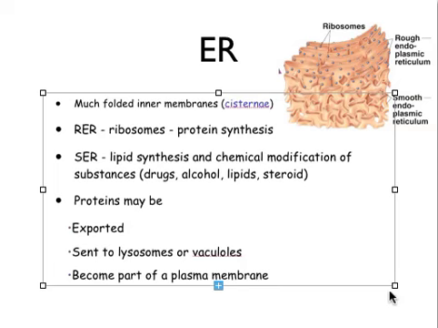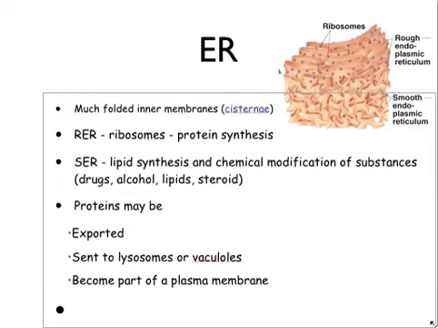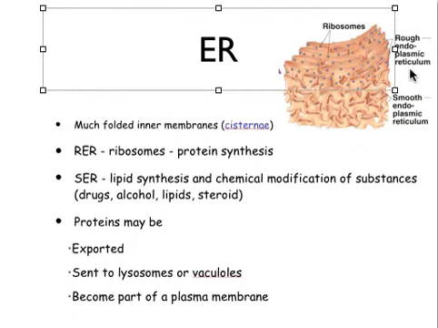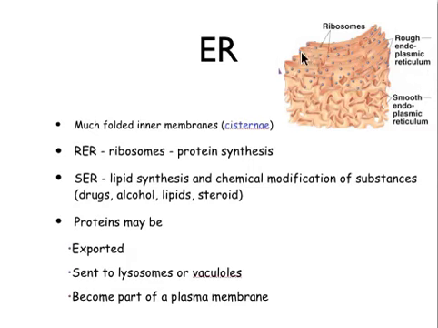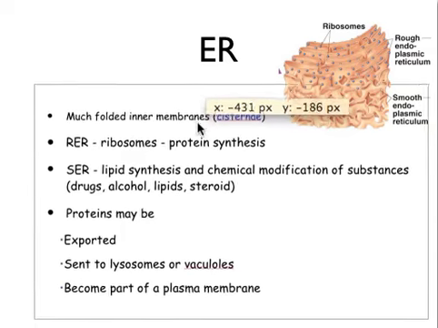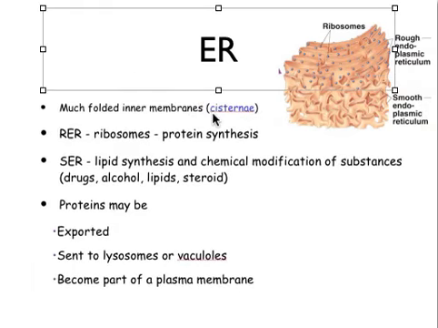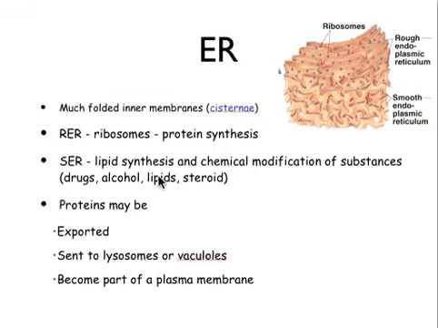We have the ER, the endoplasmic reticulum. Here's a picture of it. We can see that the ones that have the circles, these circles are representing the ribosomes. This is the rough endoplasmic reticulum, and the one that's smooth, that doesn't have any of those things on its surface, is the smooth endoplasmic reticulum. This is basically composed of folded inner membranes, which are called cisternae. The rough endoplasmic reticulum is involved in protein synthesis, whereas the smooth one is involved in lipid synthesis and chemical modification of substances.